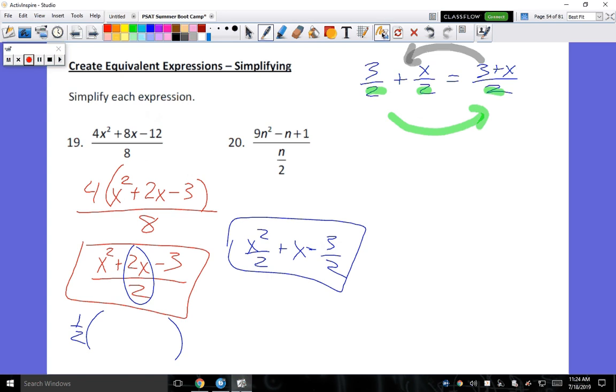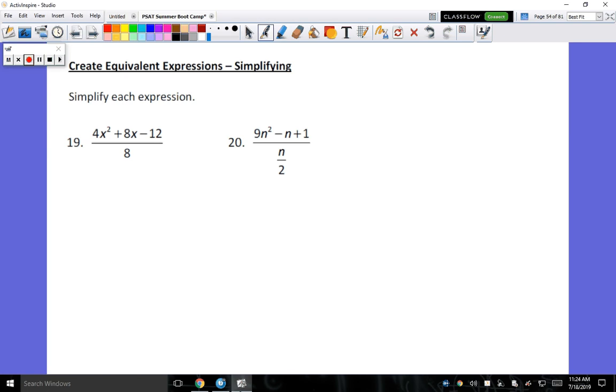Last one, guys. Last one. Number 20. What's the easiest approach on that, would you suggest? Multiply by 2 over n. Dividing by a fraction is the same as multiplying by its reciprocal. Okay, so this is now over what? 1. What else? Should I distribute or try to cancel? What should I do right now?